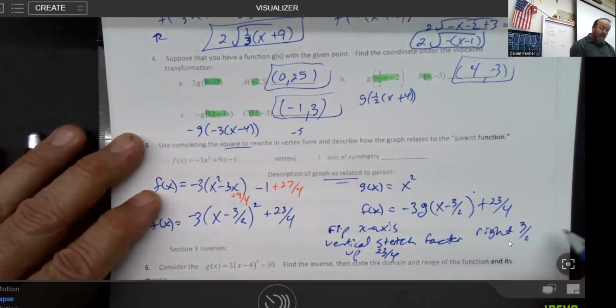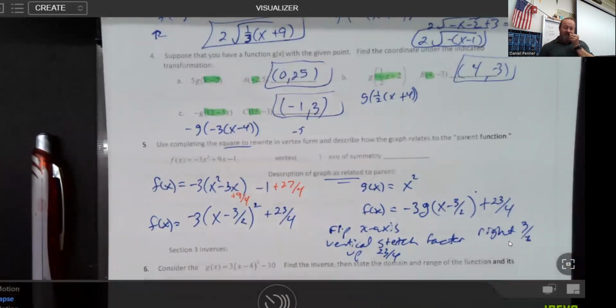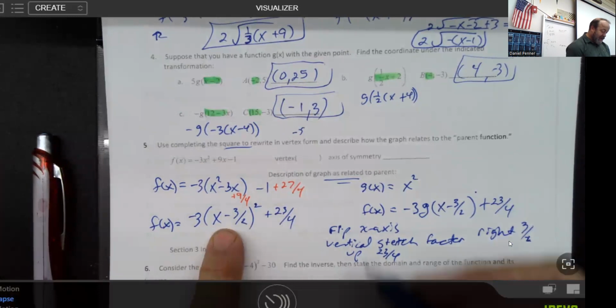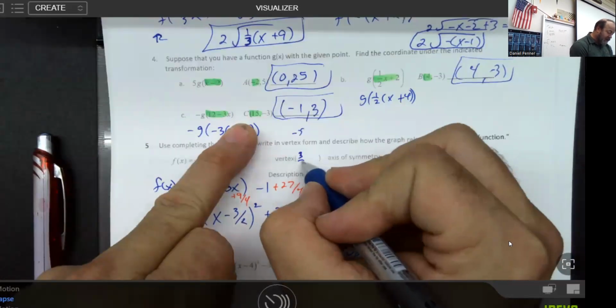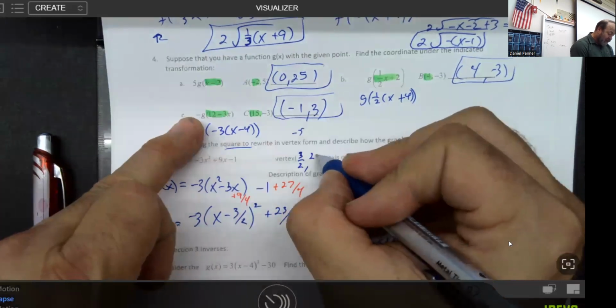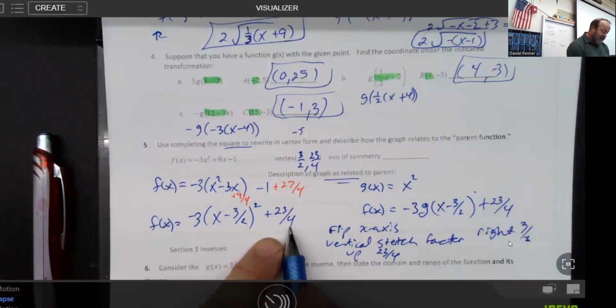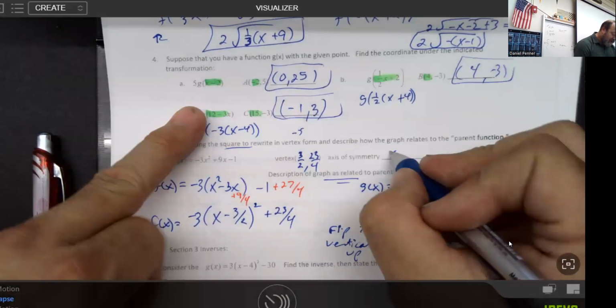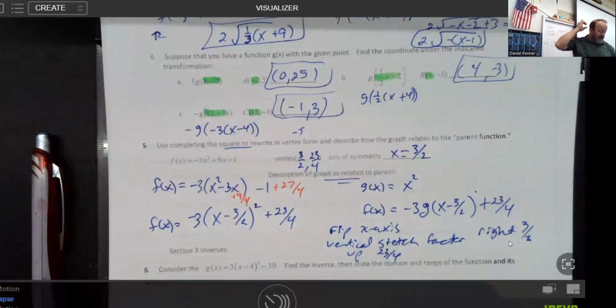We could write it in a more formal way of calling it a horizontal translation of 3 halves to the right. But that gives me what I needed because my vertex, again, all of that movement would put my vertex at 3 halves, 23/4. Remember, insides are opposites, outsides stay the same. And of course, my axis of symmetry is at x equals 3 halves. Okay, so that's number 5.